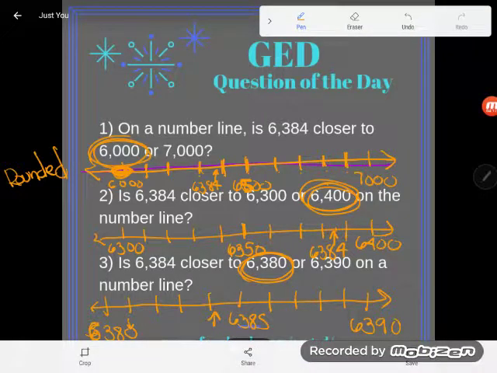All right. So it's closer to 6,000 than 7,000. It's closer to 6,400 than it is to 6,300, and it's closer to 6,380 than it is to 6,390.